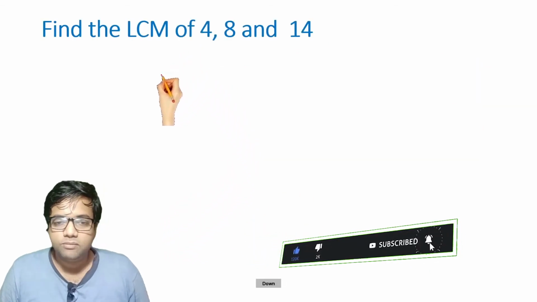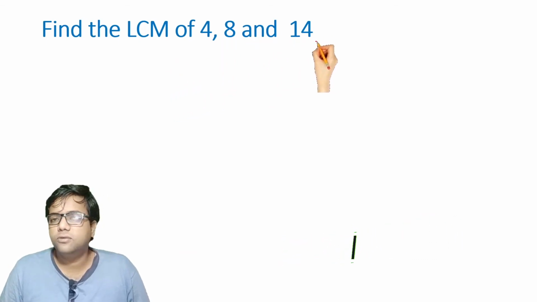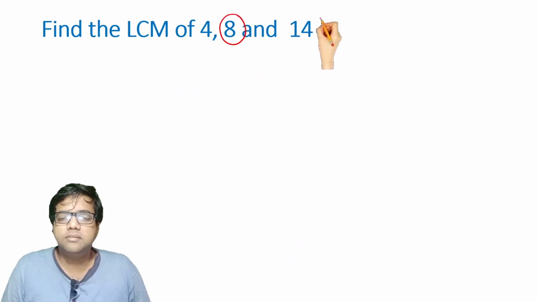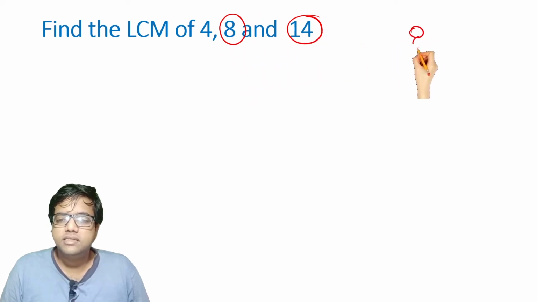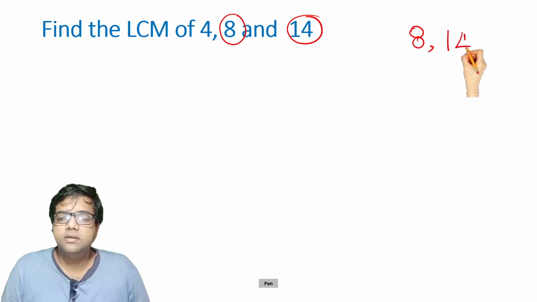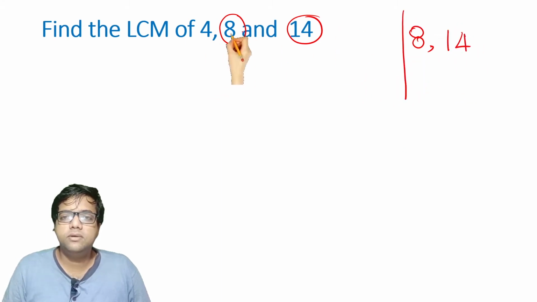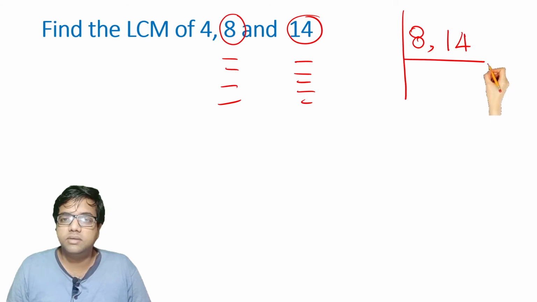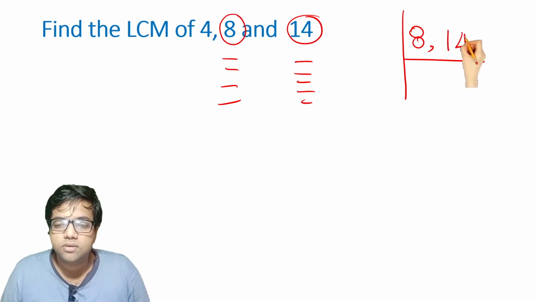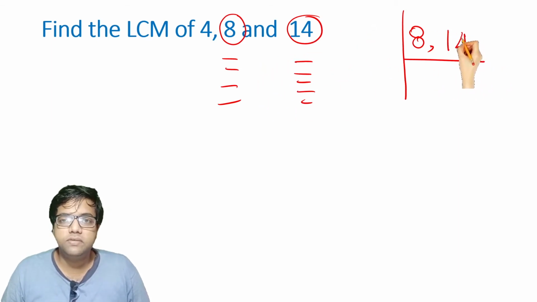Let's take up one more example. So 4, 8 and 14 are there. Pick up the larger 2 numbers only, 8 and 14, right? So let us check their LCM. If you are not able to memorize and compare the tables, just go to the long division method. Directly switch over to this long division method. You don't have to waste your time.